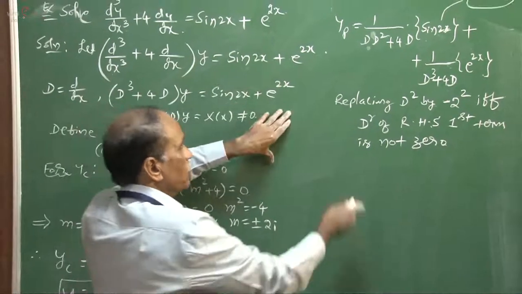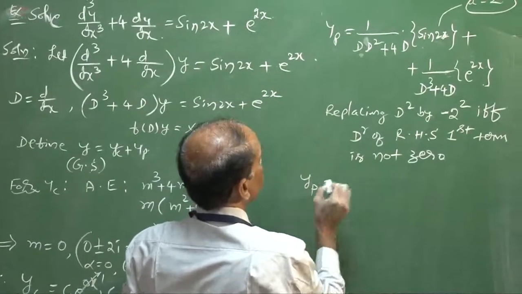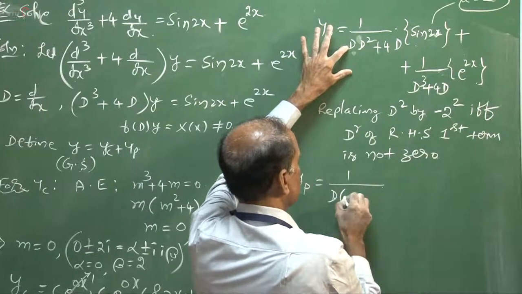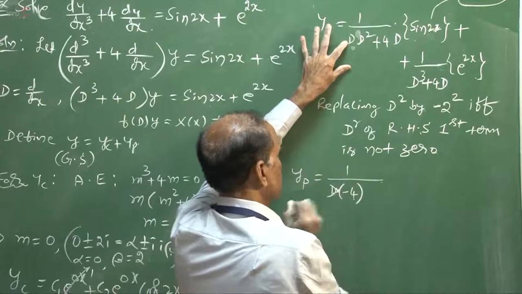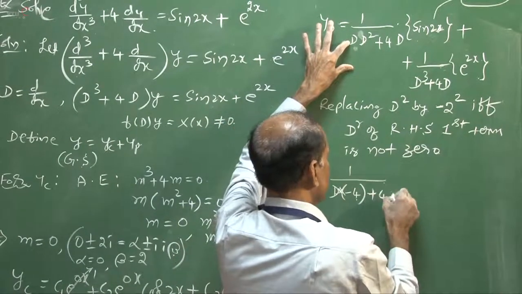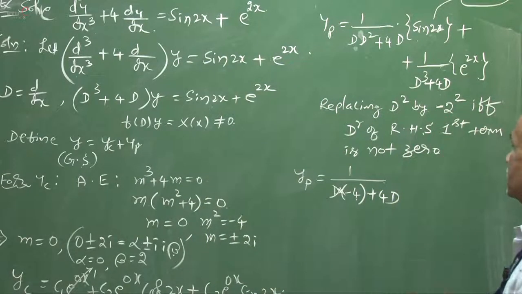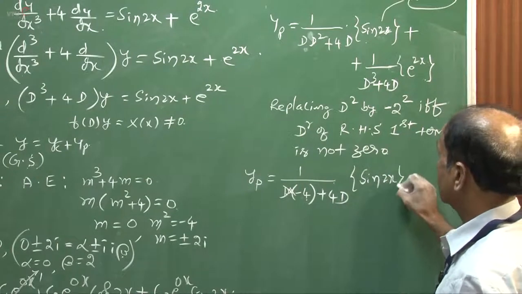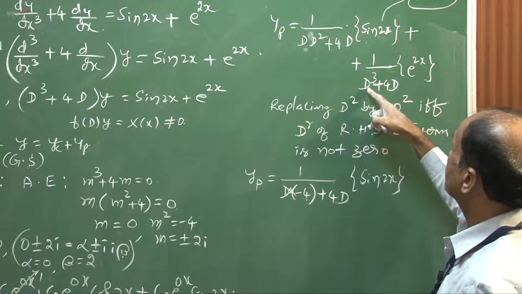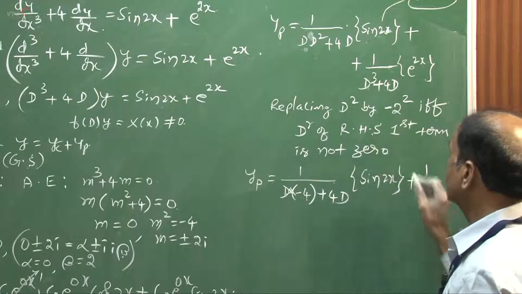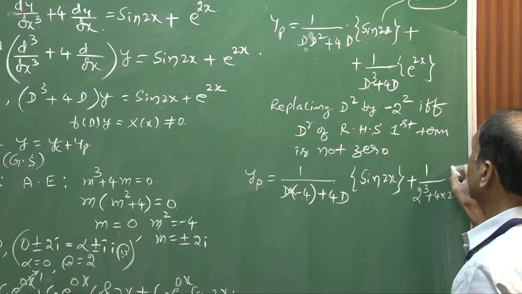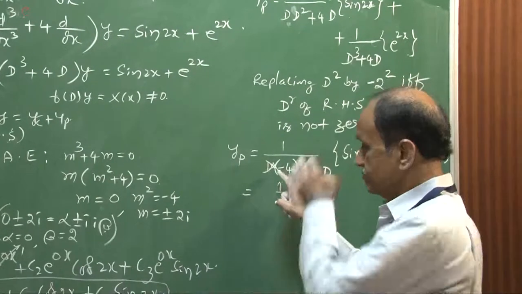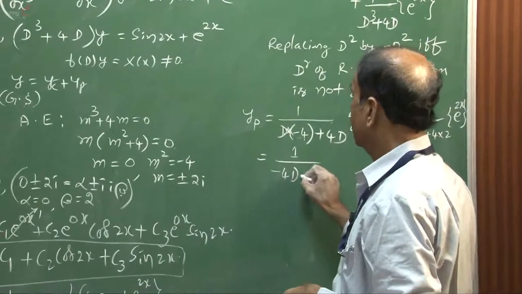Minus of 2 square means you will get minus 4. Therefore, yp is equal to 1 divided by d into minus 4, that is minus 4 multiplied by d, plus 4d, operating on sin 2x, and here d is equal to a is equal to 2, plus 1 divided by 2 cube plus 4 into 2, operating on e to the power 2x. This is equal to 1 divided by minus 4d plus 4d.